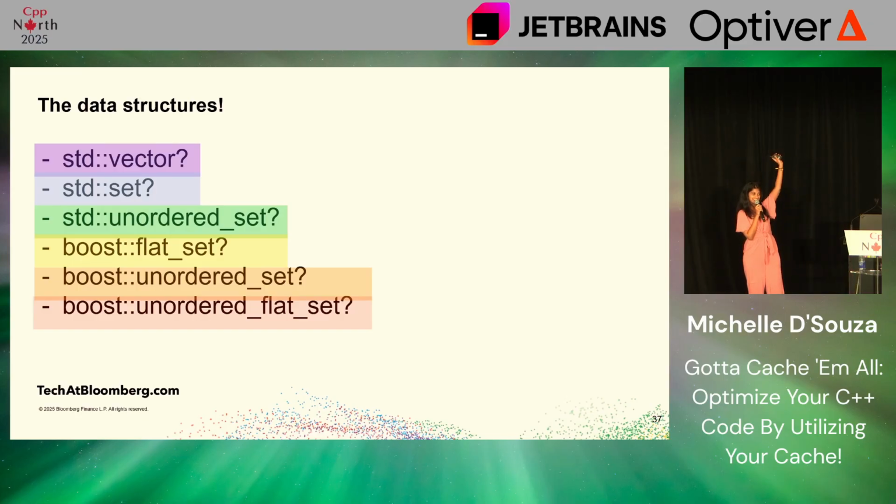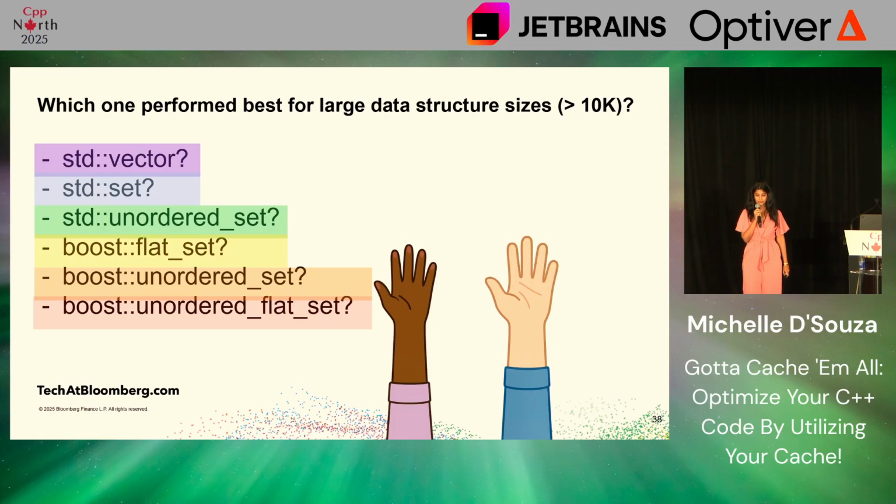What about boost flat set? Okay, a few hands. Maybe like 11 hands, roughly. Boost unordered set? Wow, okay. Boost unordered flat set? Okay, like 5 hands. Don't know at all? Yay! Okay, like half of the group. All right, don't worry. So I'm also asking this, by the way, for larger data structures, so larger data structure sizes, greater than 10K. I wonder if that's why the hands didn't come up.